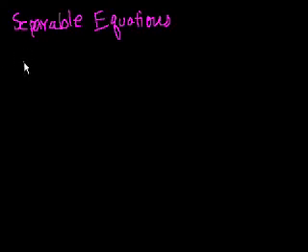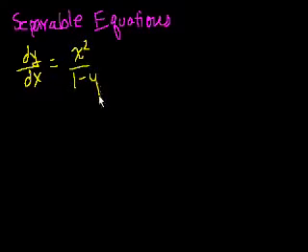So the first separable differential equation is dy over dx is equal to x squared over 1 minus y squared. And actually, this is a good time to just review our terminology. So first of all, what is the order of this differential equation? Well, the highest derivative in it is just the first derivative, so the order is equal to 1. So it's first order. It's ordinary, because we only have a regular derivative, no partial derivatives here.